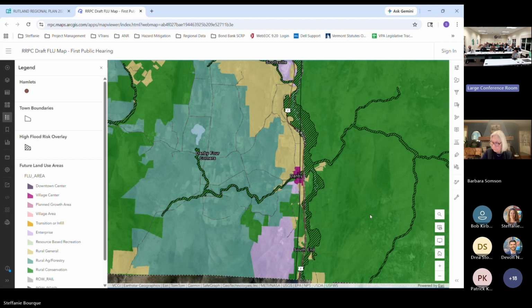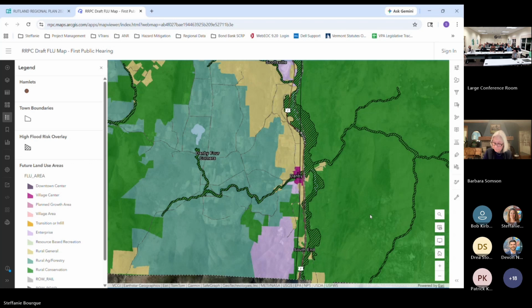It's more, as Stephanie had mentioned during her presentation, lower density growth that's appropriate for Danby or Mount Tabor, right? Which is rural residential, rural business, and some light industry or heavy industry if you're targeting around a mineral resource like your sand and gravel pit.